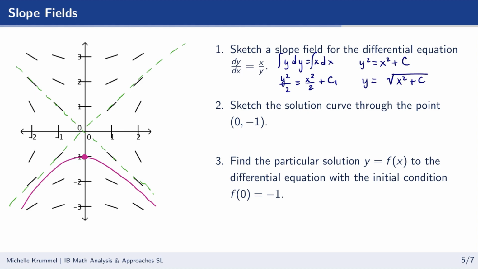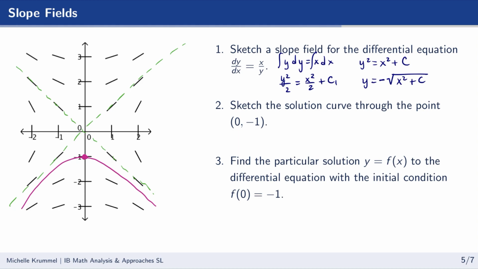And look at your initial condition, right? So it could be plus there, it could be minus. But the initial condition says that f of 0, which is a y value, has to equal -1. And the only way that this y value can equal a negative number is if there's a negative in front of the square root, because the square root of something is always positive. The square root of something cannot produce a negative number. There. So there's my general solution.